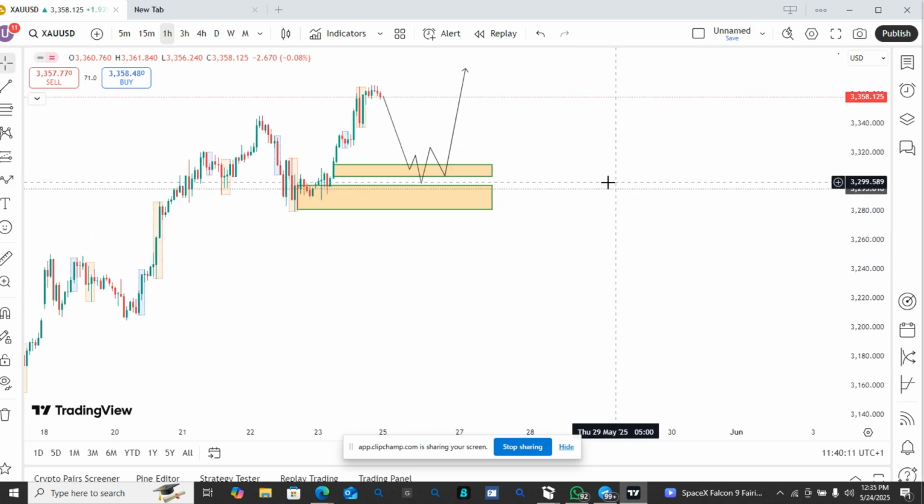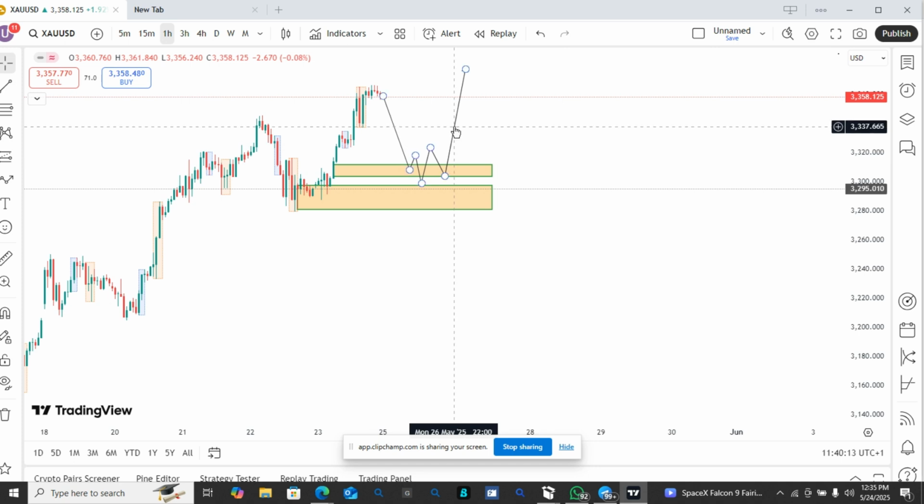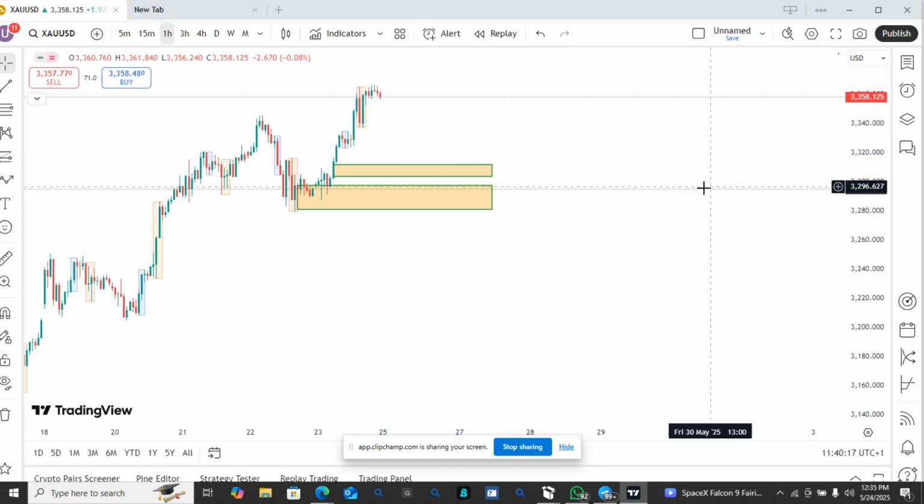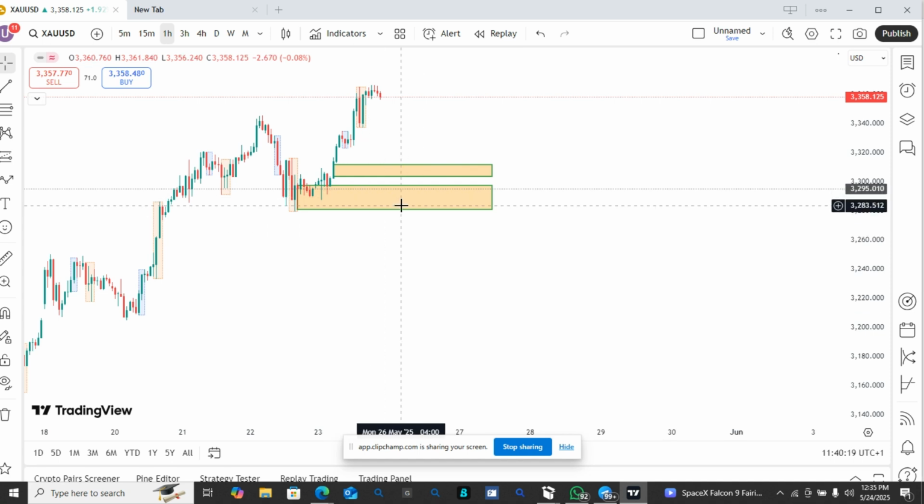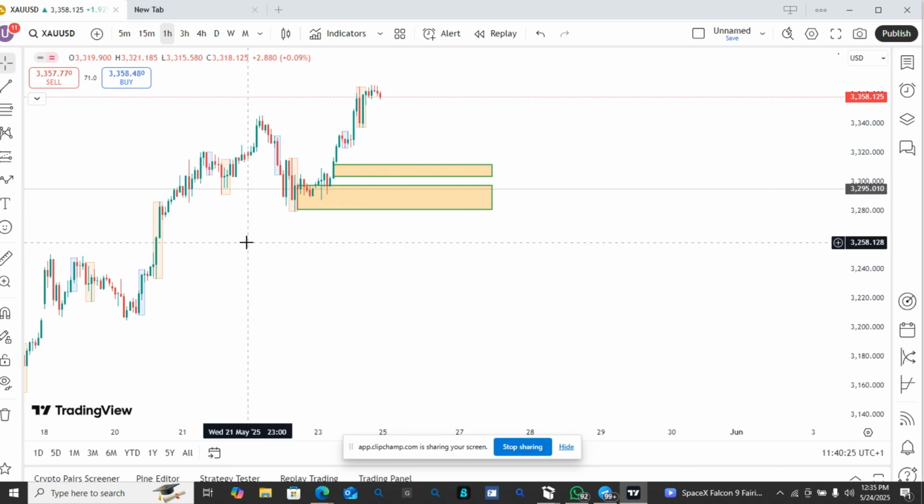We have two zones here. If it doesn't happen on the first zone, which is the fair value gap, we watch it on this other block, the same pattern, 5 minutes time frame. We'll take a shift in market structure and we'll buy. All right. So this is how the thing will look like.